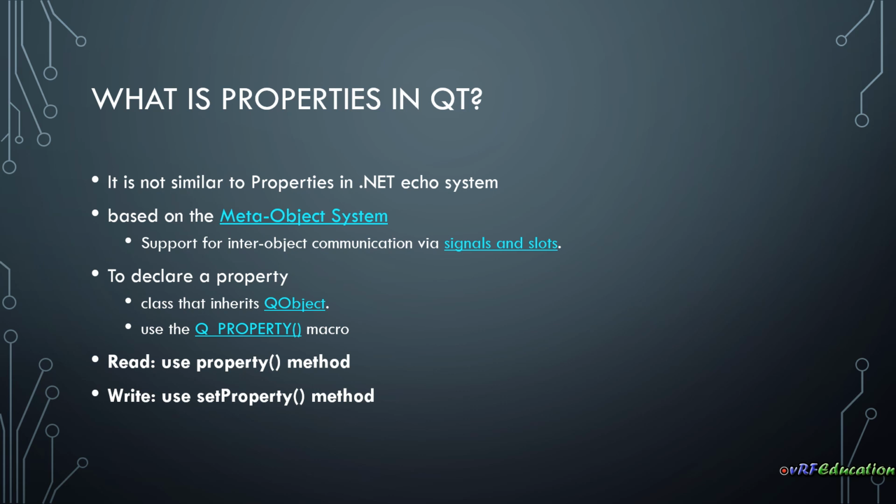If you want to use property in your own object, first of all, you should inherit from QObject class. And for declaring new properties, you should use Q_PROPERTY macro. Reading properties value will be done using property method. And for setting some values to some properties, you should use setProperty. Both of these methods are declared in QObject, and we will see them in this session.